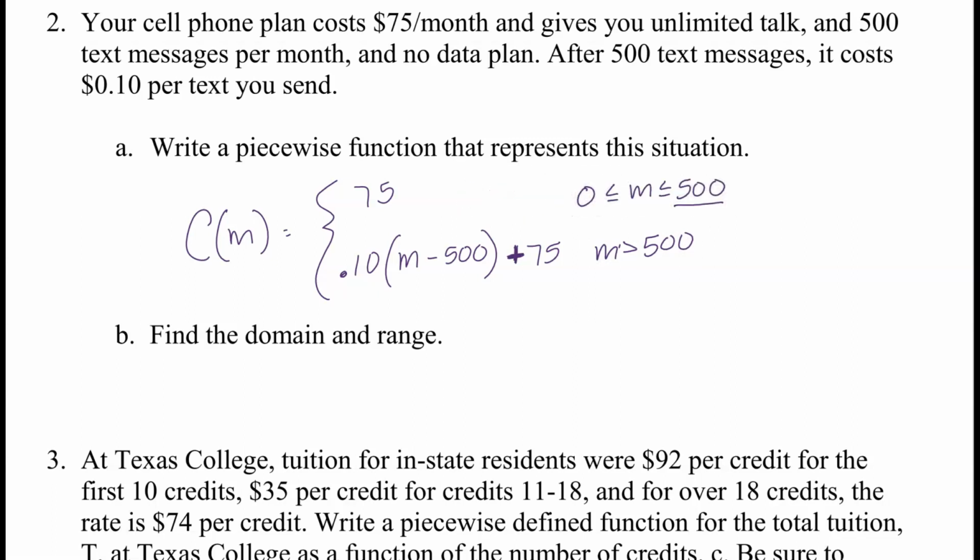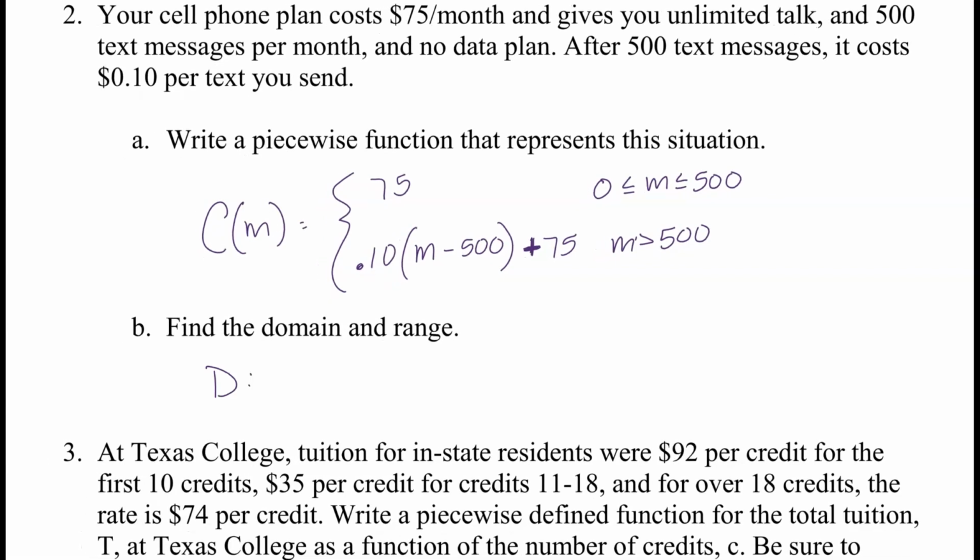All right. So that's our piecewise function. And then it says, what is your domain? So your domain, your number of text messages, you can send as many texts as you possibly could dream of, but you are going to pay 10 cents for each, but that doesn't affect how many you could possibly send. So you can have 0 texts all the way up to infinity.